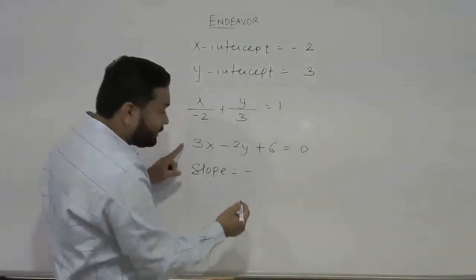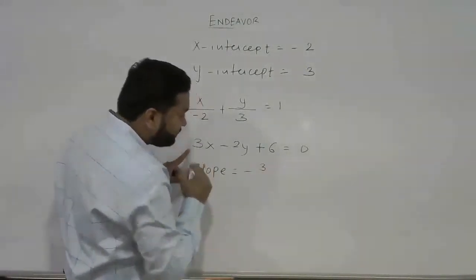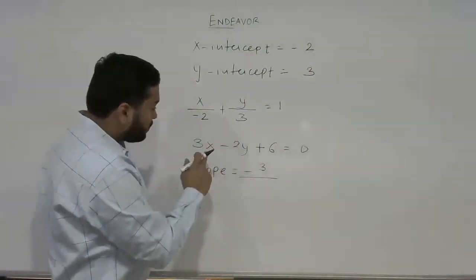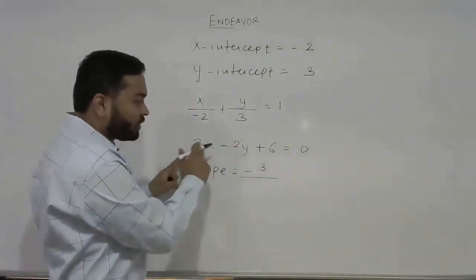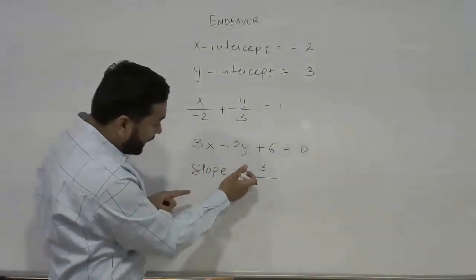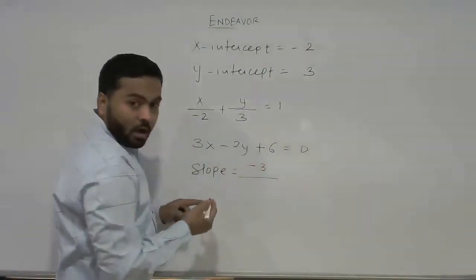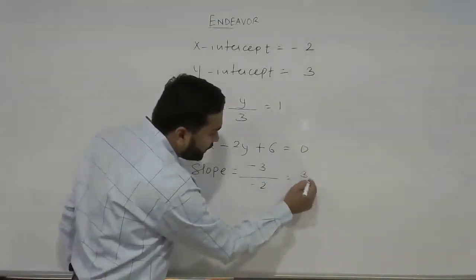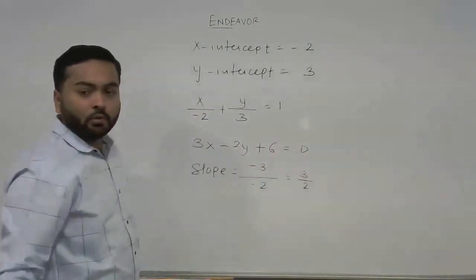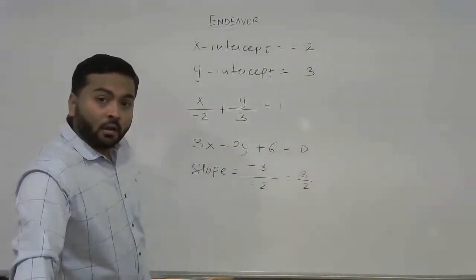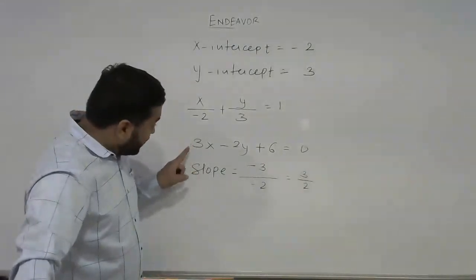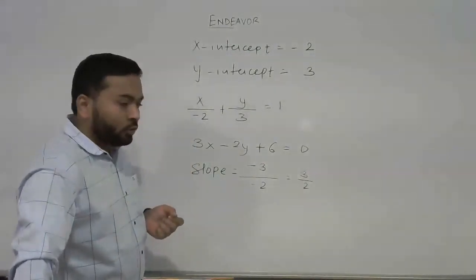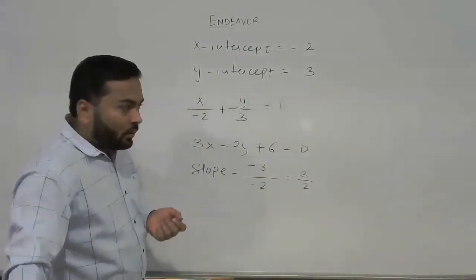So it is minus of x coefficient, that is minus of 3, upon the coefficient of y, that is minus 2. The slope here is 3 by 2, that is 1.5. Now, what if this equation is given to you and they ask you to find out the y-intercept? So how will you find the y-intercept?